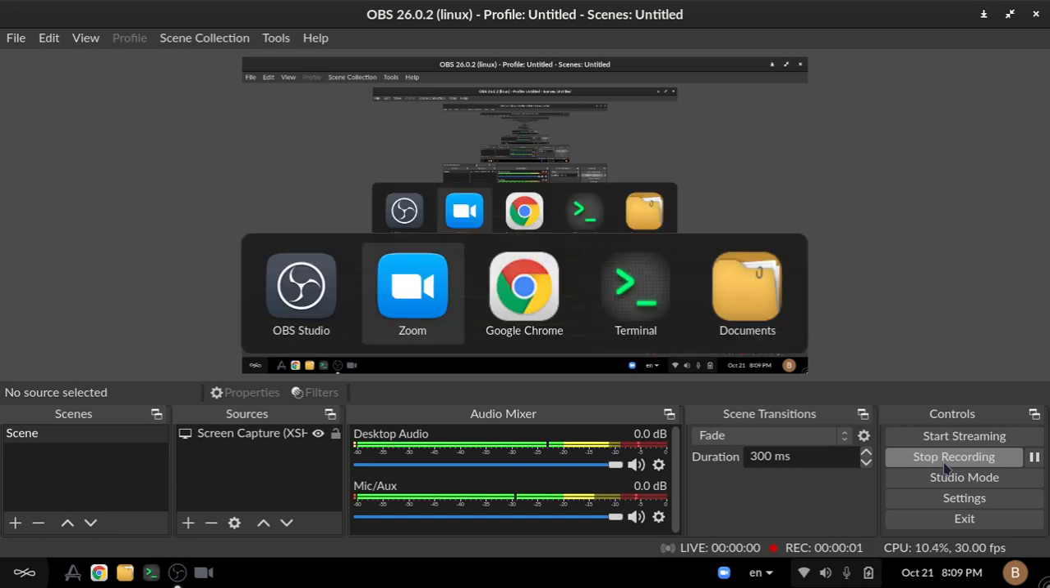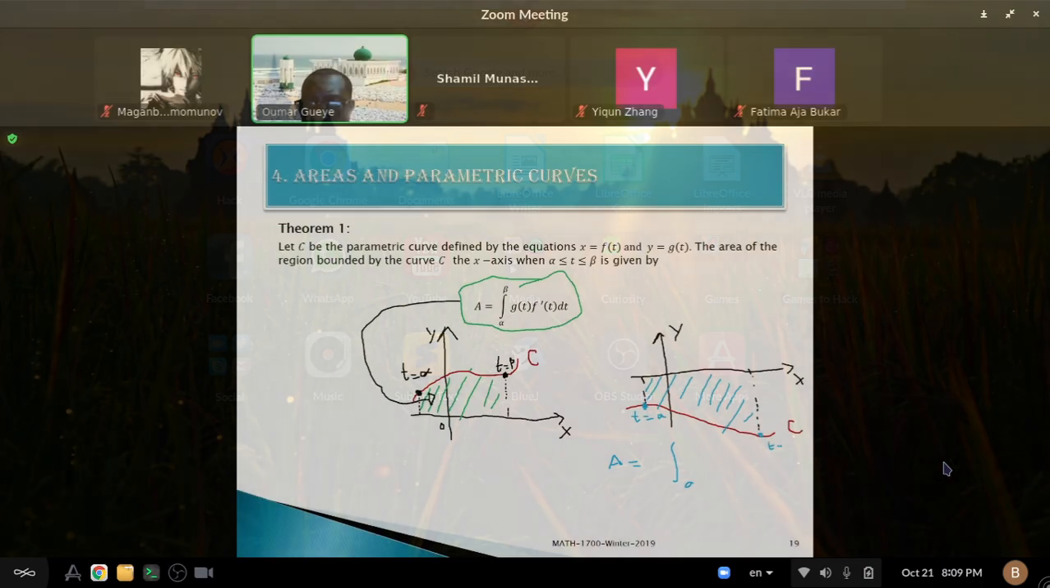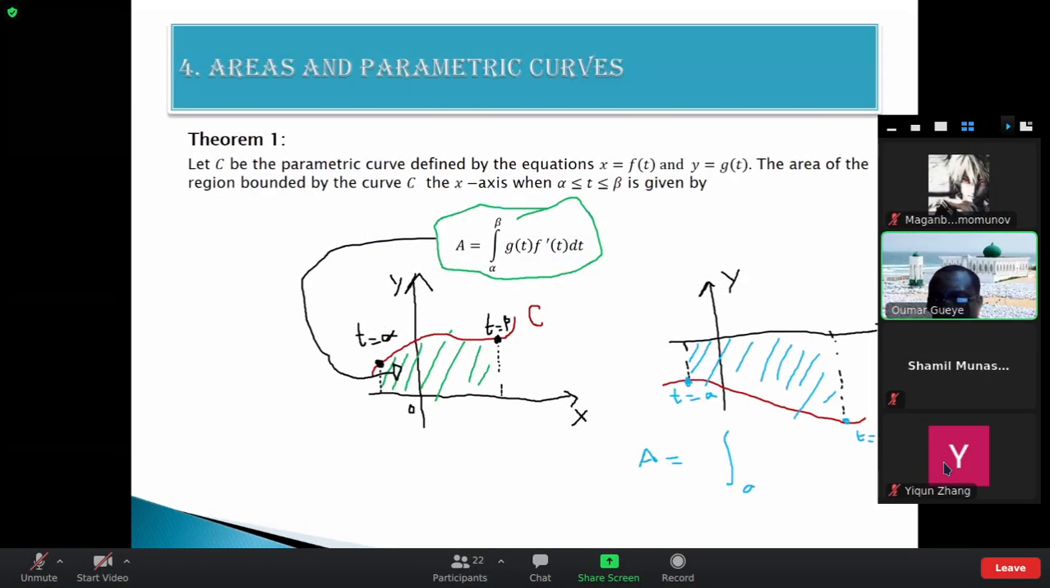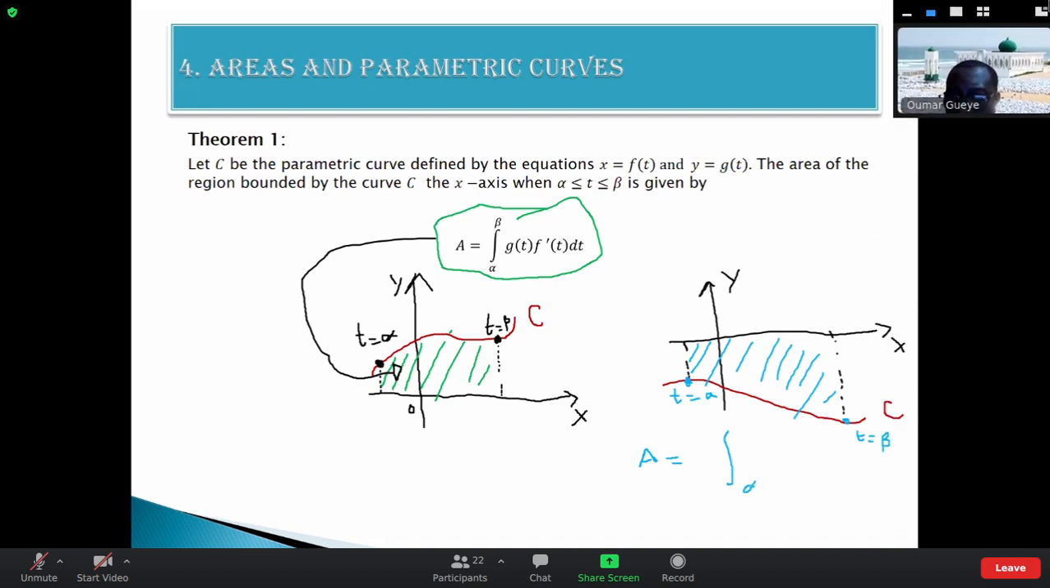In this case, the area is going to be different to the first integral. It's going to be the integral from alpha to beta. So let's say at this point, the parameter t is equal to alpha. And at the second point, the parameter t is equal to beta. Okay, so this doesn't mean the point is named beta or alpha. It means at this point, the parameter t is equal to alpha. So we integrate from alpha to beta.